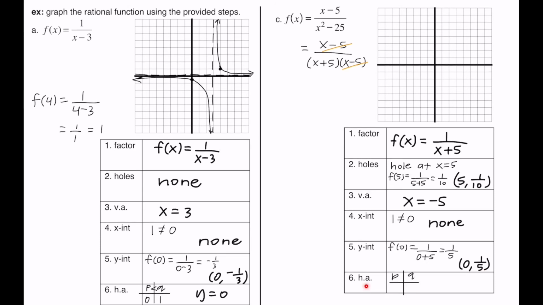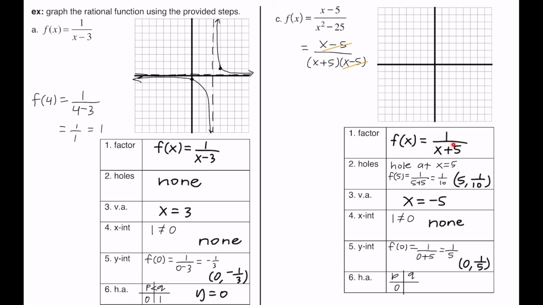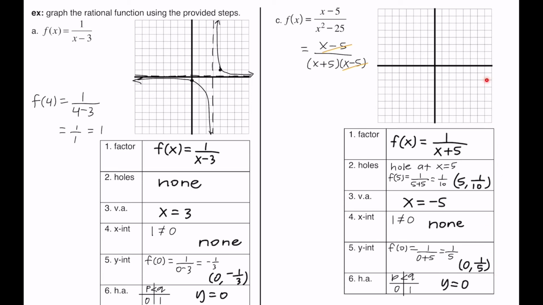To find our horizontal asymptote, we're going to look at p and q. P is the degree of the numerator, so since it's a constant, p is equal to 0. Q is the degree of the denominator, so we get q equals 1. And then we compare the values, so we get p is less than q. When p is less than q, according to the PQ chart, that means the horizontal asymptote is the line y equals 0. Now that we have everything filled out, let's go ahead and start graphing.